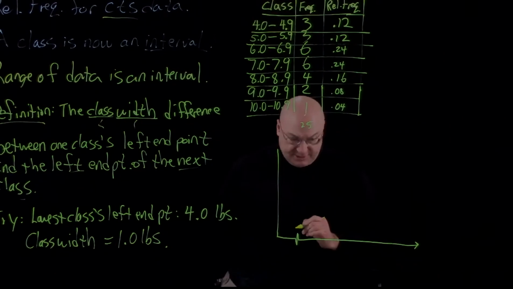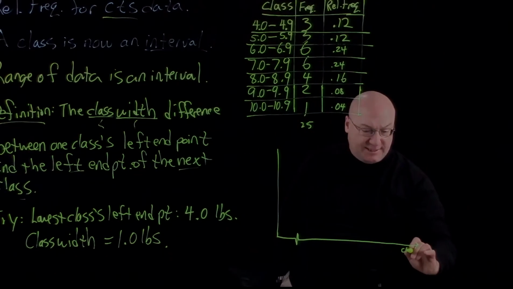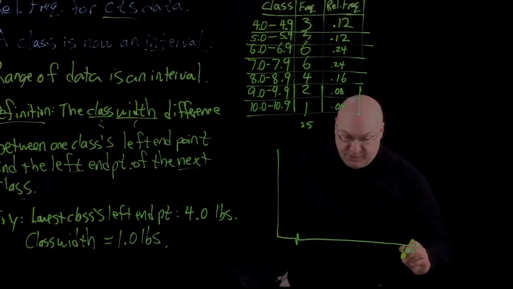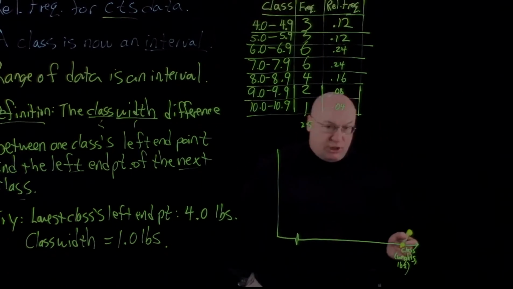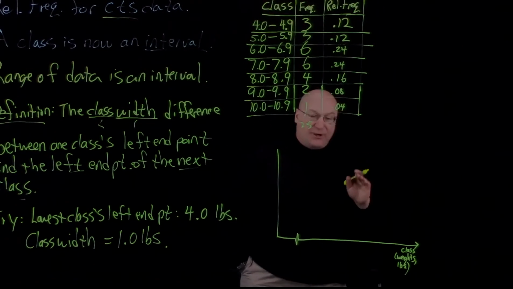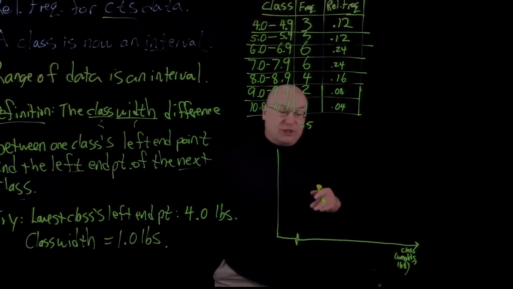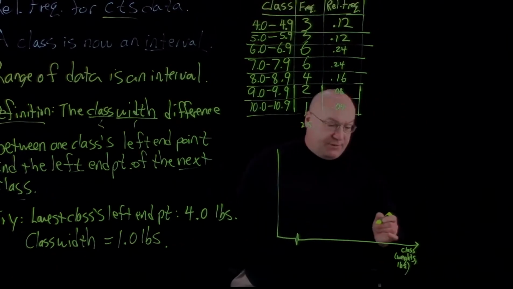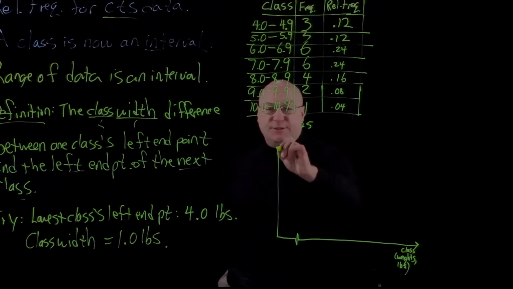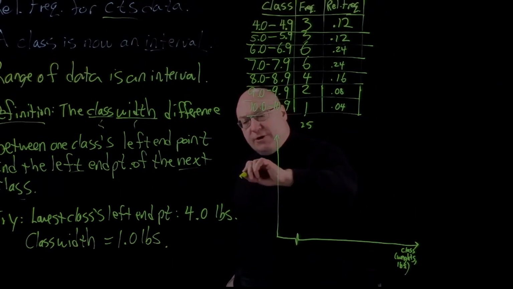And let's see if I give myself enough room. So this is going to be my classes here. And I'm just going to say it's the weights in pounds. Since we're doing continuous data, we're getting these data values by measurement, so we better give the units, right? Before we were doing discrete and we got the data values by counting, we didn't have to have any units. Well, we should state what our units are. And over here I'll put relative frequency.